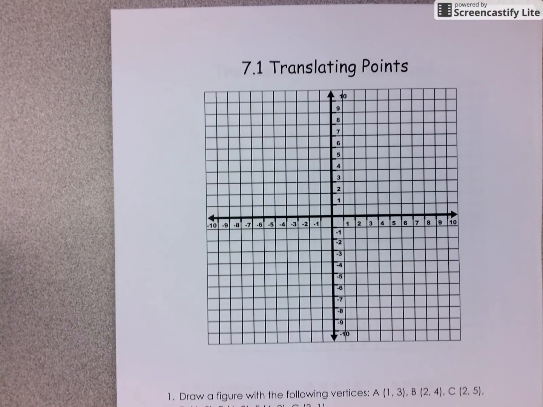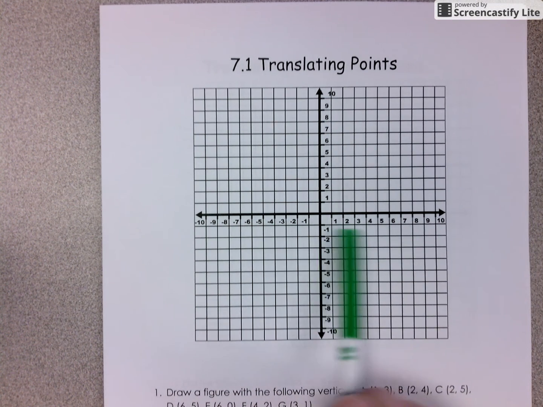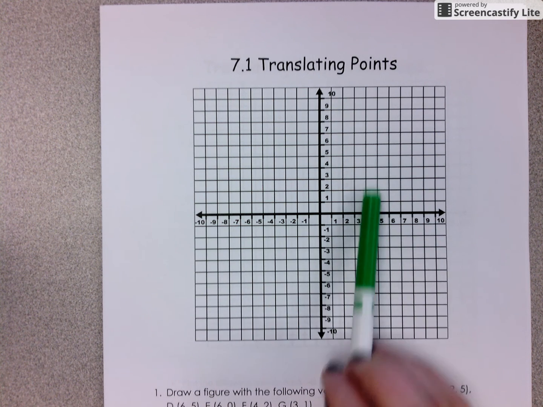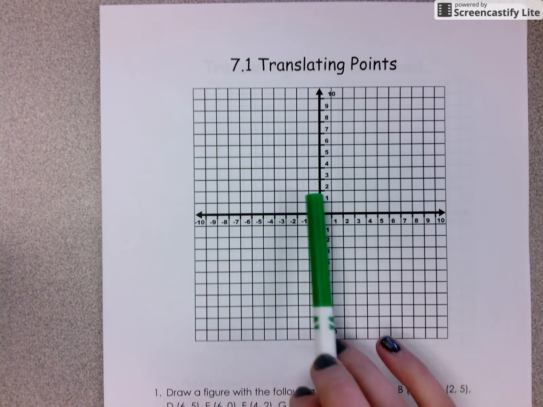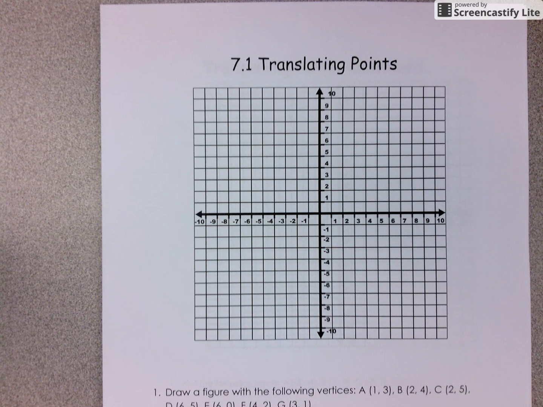We're on unit 7, which is 2D geometry, and we're going to start off with 7.1, translating points. By now, you should know that in front of you is a Cartesian grid, with positive numbers on the right side, negative numbers on the left side, positive numbers above the x-axis, and below the x-axis all negative numbers. So we're going to start here by plotting out your points.